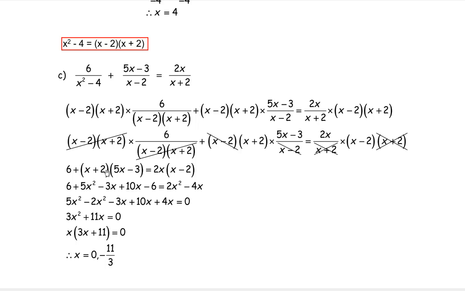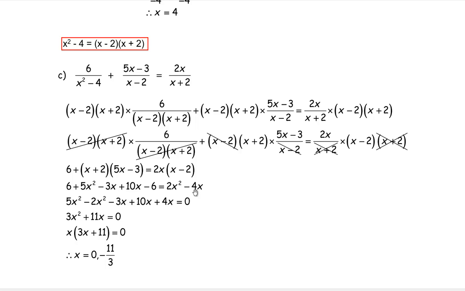Now I need to expand this. So after the 6, x times 5x is 5x squared. X times negative 3 is negative 3x. 2 times 5x is 10x. And 2 times negative 3 is negative 6. 2x times x is 2x squared. And 2x times negative 2 is negative 4x.